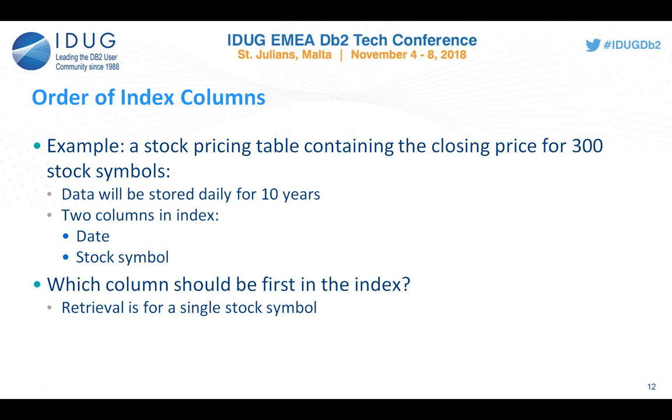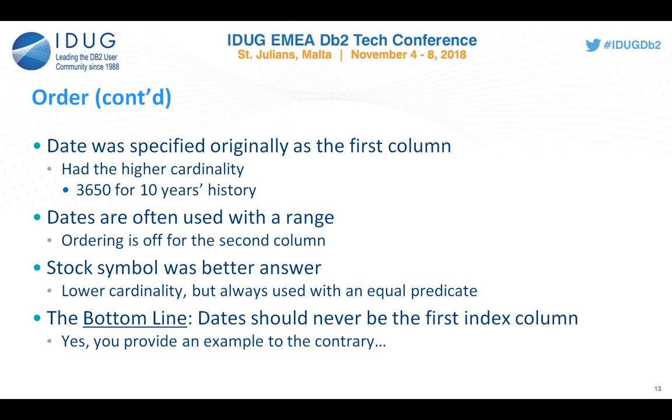And simply by switching the order of that, putting the stock symbol first, even though the cardinality is lower, but you're always specifying a single stock symbol at a time, used with an equal predicate, the index becomes much more valuable. Equal predicates rule. Equal predicates always rule. And the bottom line, too, is date should never be first in an index.